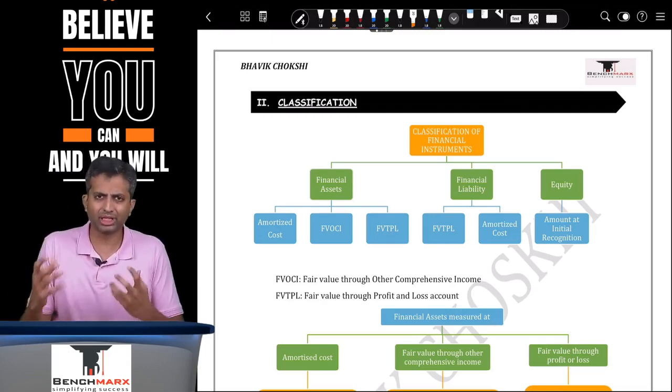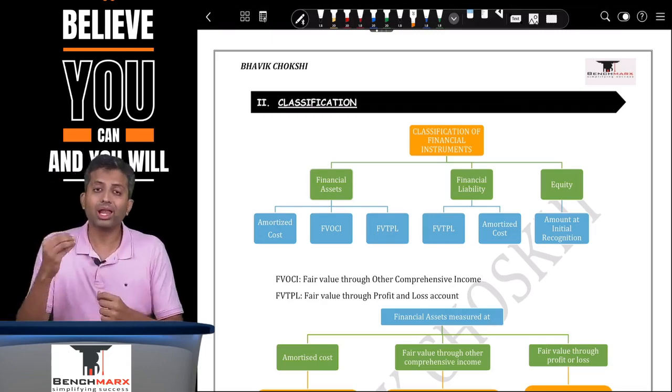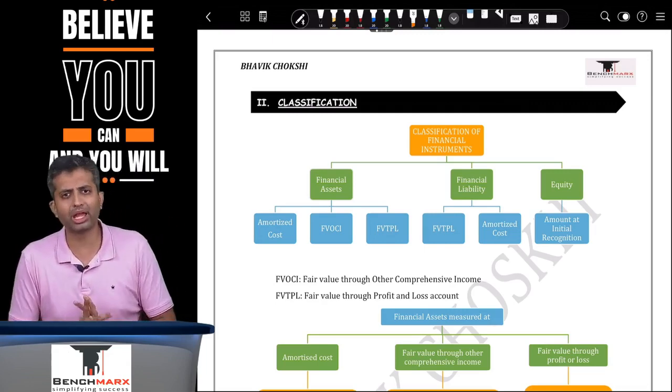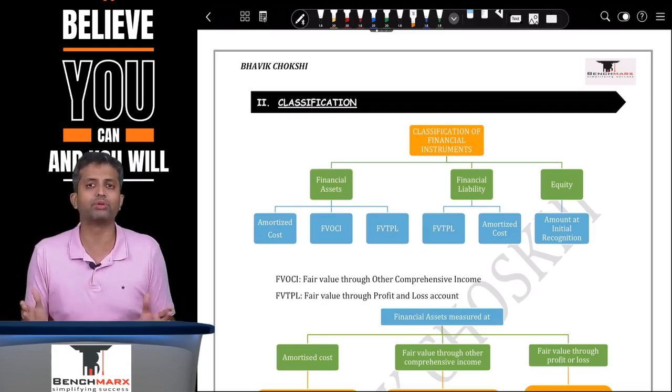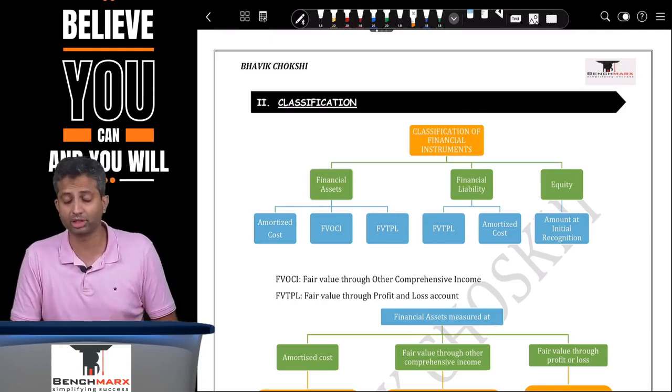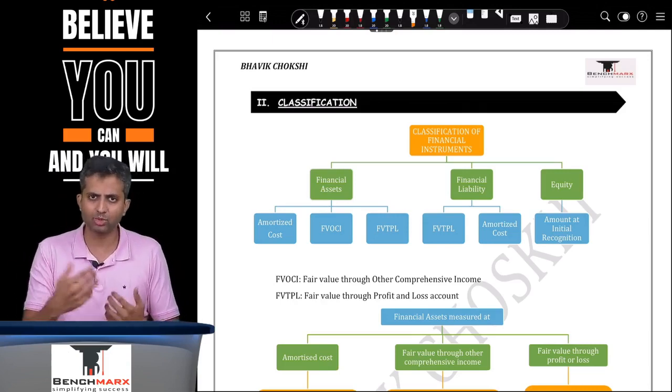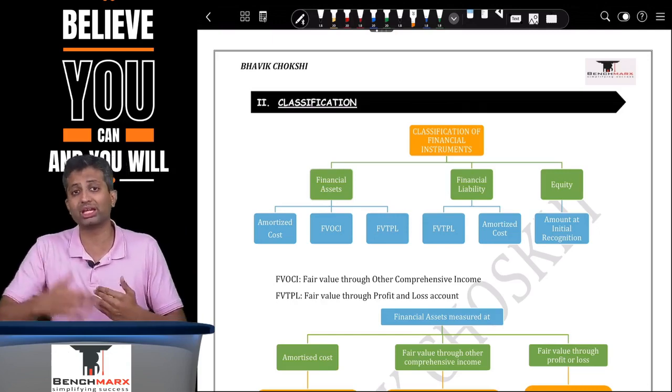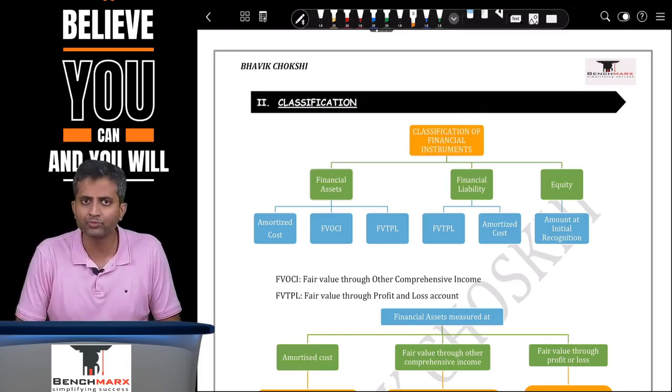Now there is one more thing about equity shares. Just for equity instruments of another entity, you have a choice. It's an unconditional irrevocable choice at the time of initial recognition, where you can classify this investment in equity shares into FVOCI instead of showing it under FVTPL.